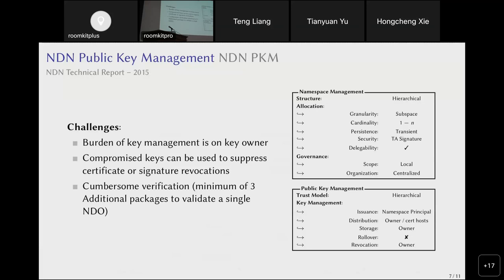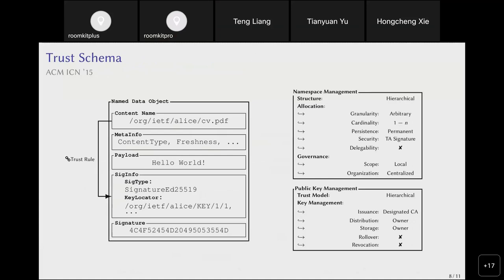Moving on, trust schema is the de facto standard way to manage keys and namespaces in NDN applications. The idea here is to define the so-called trust rules, relationships between the names of data packets and the names of certificates that can be used to validate those packets. Here you can see a simple rule that allows users on org IETF to publish under their own namespace. How do we know that it's authentic? If they sign it with their own keys that correspond to the pattern given on the right-hand side of this trust rule.